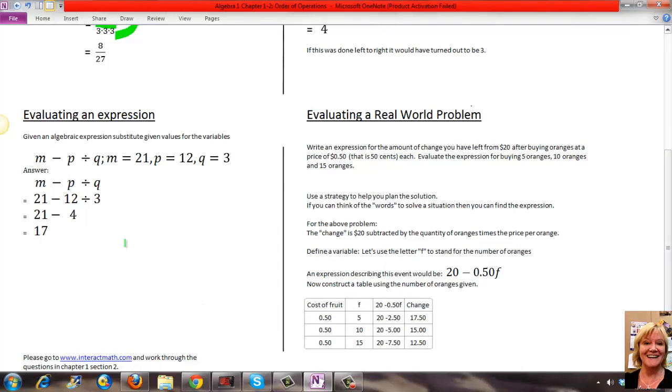The next thing you're going to learn in this section is how to evaluate an expression given that the expression has variables, that is, letters that stand for unknown quantities. And this is the first example we've got. We've got m minus p divided by q. Now if you follow PEMDAS, you're not doing this problem left to right. You have to do the p divided by q first and then subtract that answer from the m.